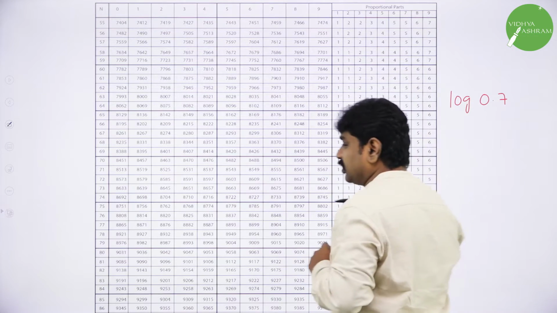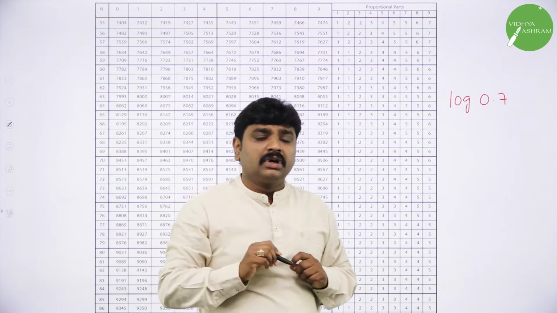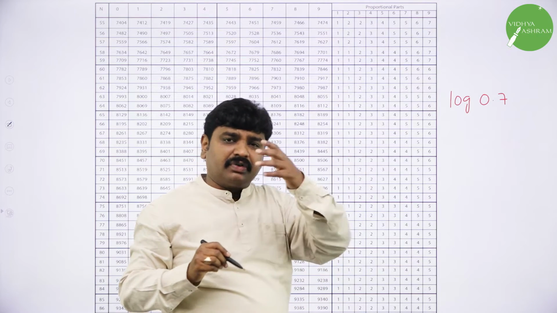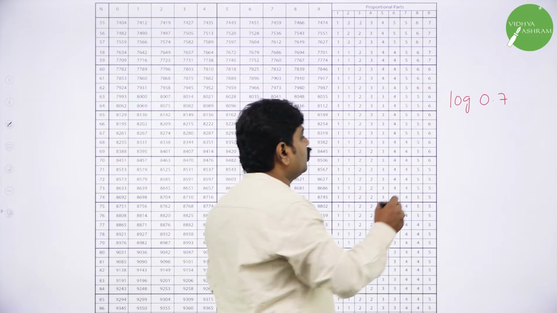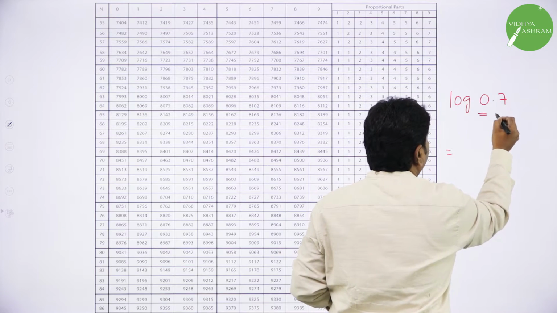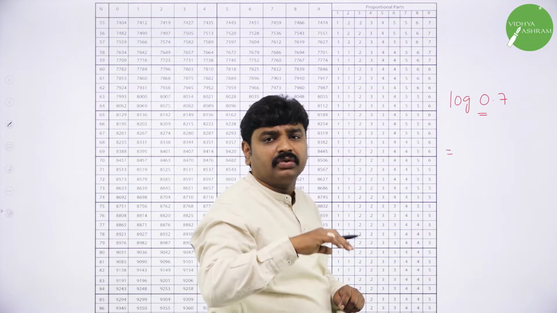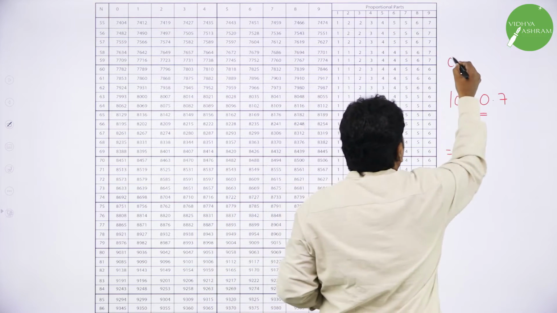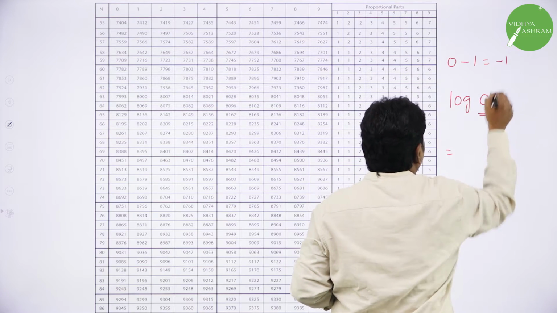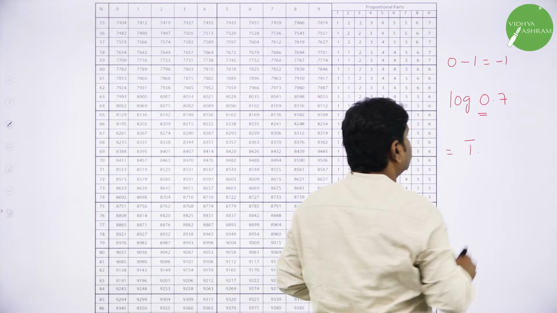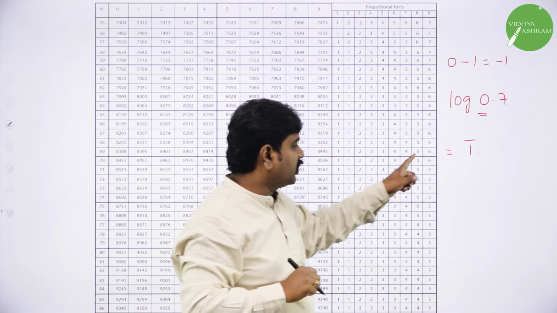Before I go to the problems, let me teach you how to find log, as a revision of whatever you have learned in the past. So log 0.7, how to find? Before the decimal we don't have digits, 0 digits. 0 minus 1. What is 0 minus 1? It is minus 1. Minus 1 in logarithm we call bar 1.